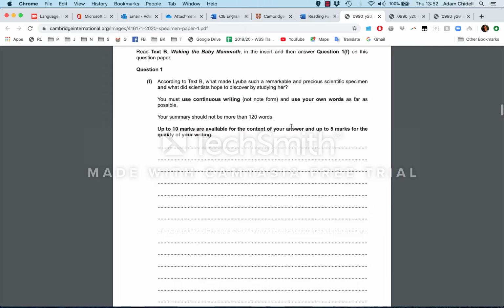A few tips about this, which you hopefully will remember from your English lessons. Firstly, you do not want an introduction or a conclusion. At no point would you say anything along the lines of, there are many different reasons that Luba is a remarkable and precious scientific specimen. Some of these reasons are... You launch straight into it, no introduction, no conclusion.